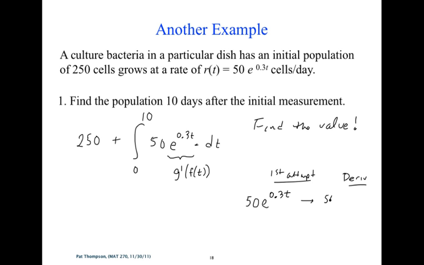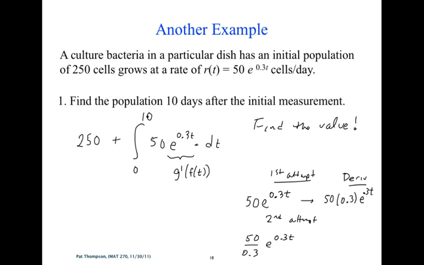50 times 0.3 times. Okay, so is that the rate function we started with? So, Trista, how are we going to adjust it? So second attempt. We don't want that 0.3 to be there, so she's right. 50 over 0.3 e to the 0.3t.